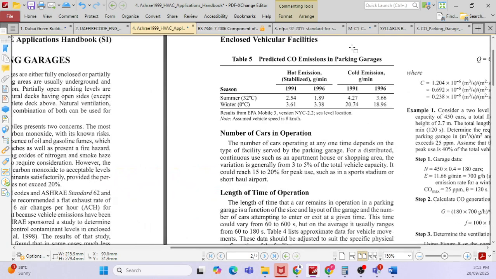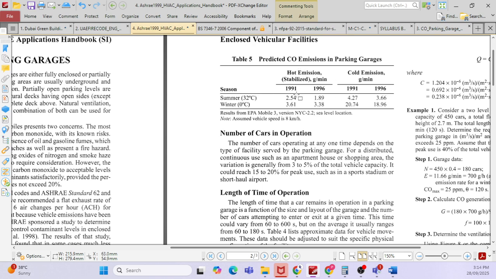Here you can see the predicted CO emission level in the parking garage, how much CO it emits, during the summer and during the winter. During the winter there may be a lot of car movements, for example, or due to the temperature, maybe it emits more gases compared to the summer. So you can see the predicted CO emission in parking garages.